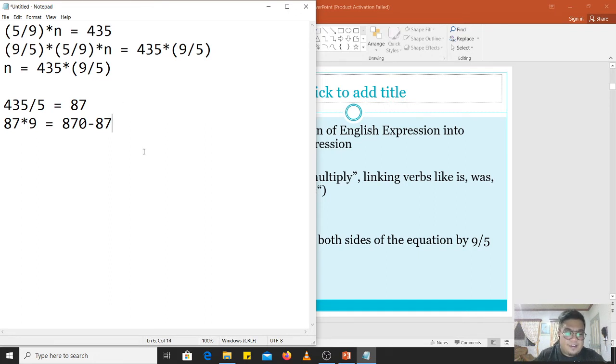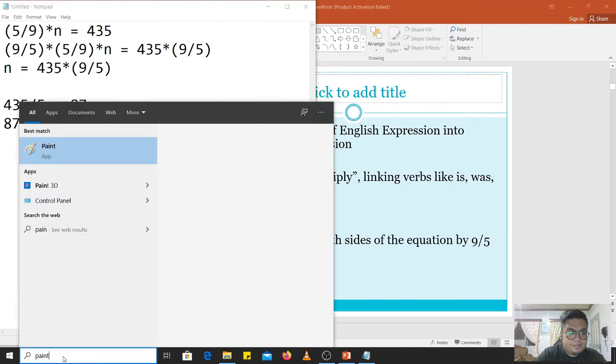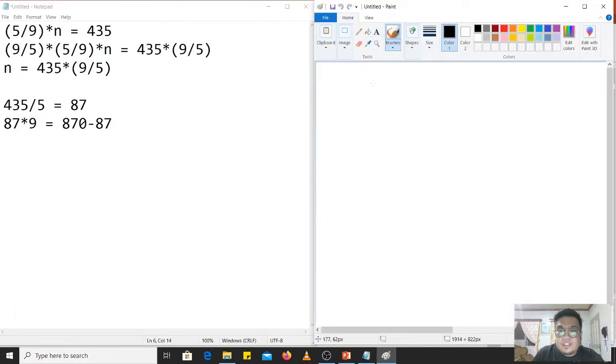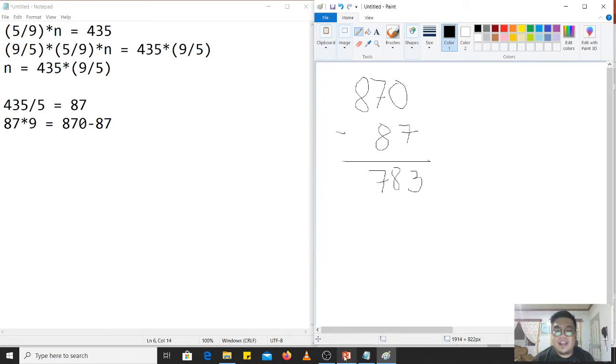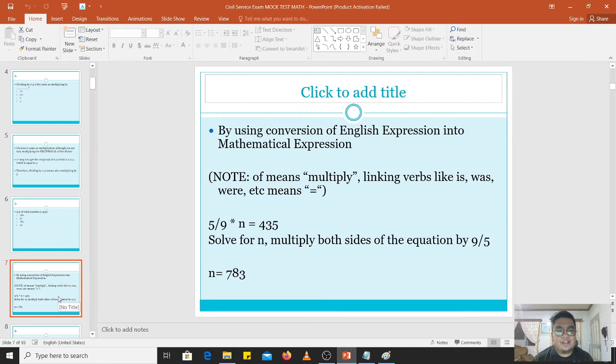So, gawa tayo ng paint, no? So, it's now 870 minus 87. Ayan. So, this is 10 minus 7. 3 na lang ito. Nag-borrow tayo ng isa dito. 6 na lang, no? Magbaborrow ulit tayo ng isa sa 8. So, 16 minus 8. 8 na lang din ito. Tapos, ito kanina, 8 ito. Dahil nag-borrow tayo ng isa, this will now become 7. So, the correct answer now is 783. Okay? So, the correct answer is 783.